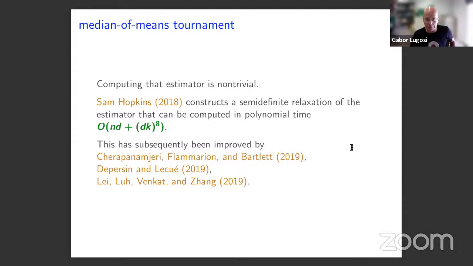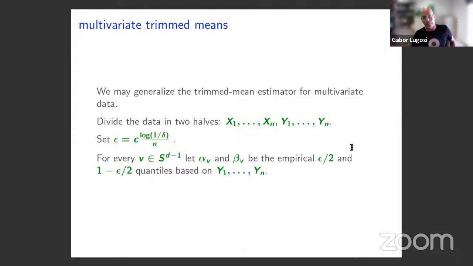So this is the median of means tournament estimator. One can also define another type of estimator based on the trimmed mean estimator that I described in the first half of the talk. Here again, we color our data points into greens and reds. We divide our data into two halves at random, and we will again use the second half only to determine quantiles. But now for each direction in this d-dimensional space, so for each unit vector in R^d, we project all points to that direction, and then we compute the empirical quantiles based on the red points, the y's.